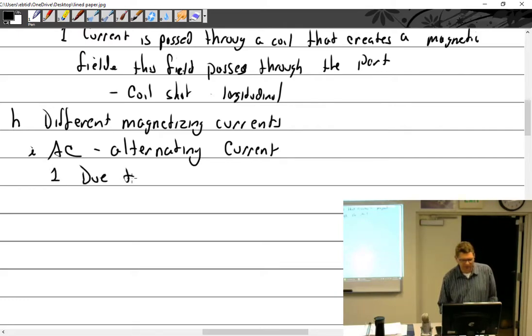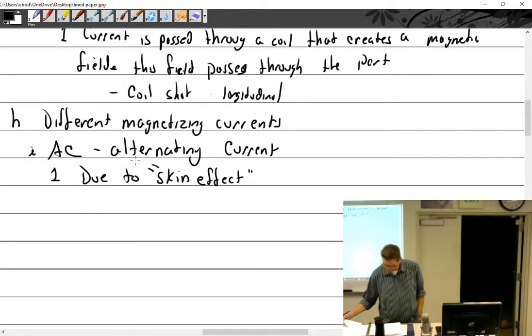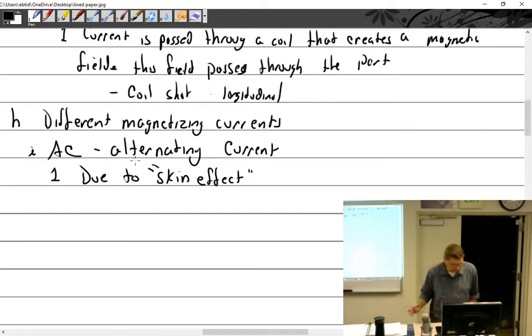All right, AC or alternating current. Due to skin effect, maximum lines of flux are produced on the surface. All right. Well, let me just tell you about this, then I'll write about it. So we have AC and we have DC, really is how we can combine them into the two. So AC and DC.